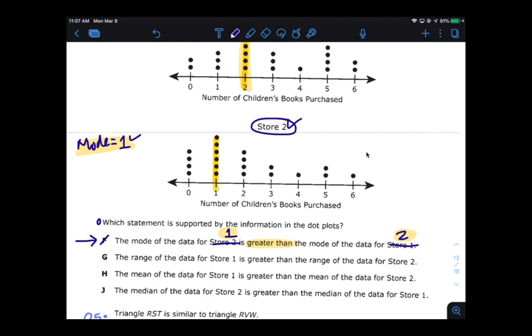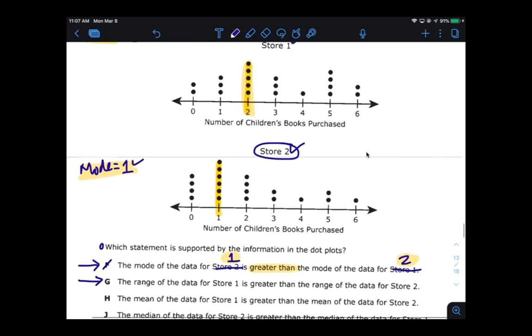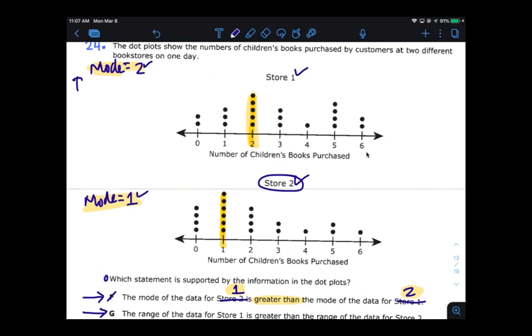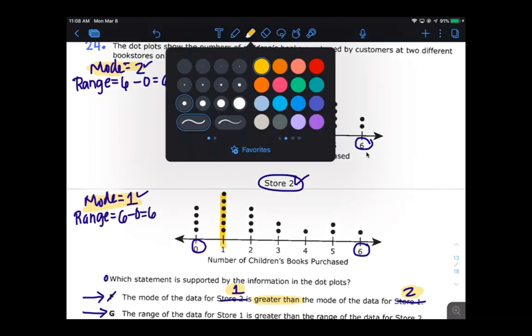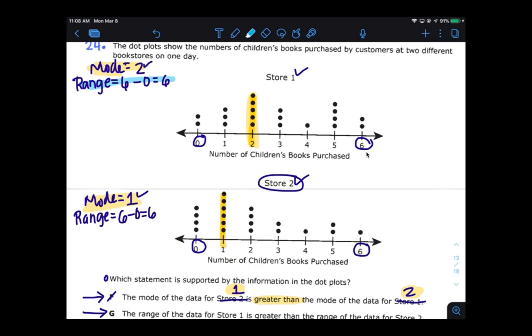Then we go to answer choice G. It says the range of the data for store 1 is greater than the range of the data for store 2. Range is not a difficult measure to figure. You just subtract the least number with data from the greatest number with data, which in this case is 6 minus 0. So the range here is 6. The range on store 2 is the greatest number with data, 6, minus the least number with data, 0. Again, we have 6 for both, so the range is 6.